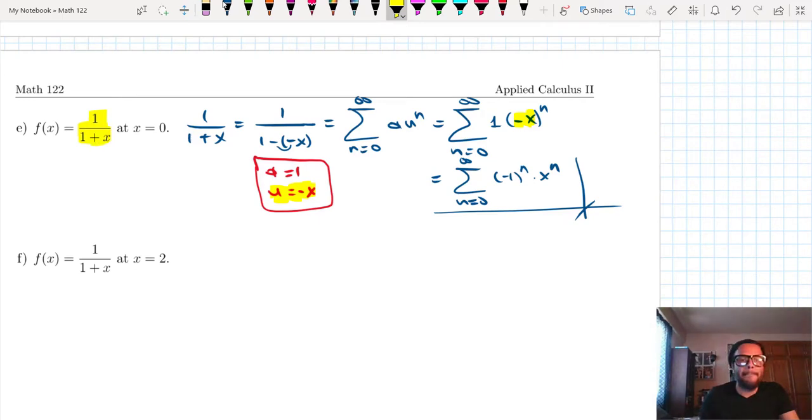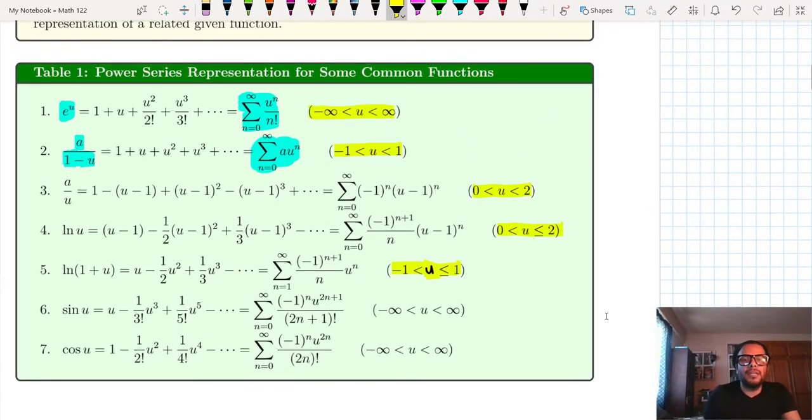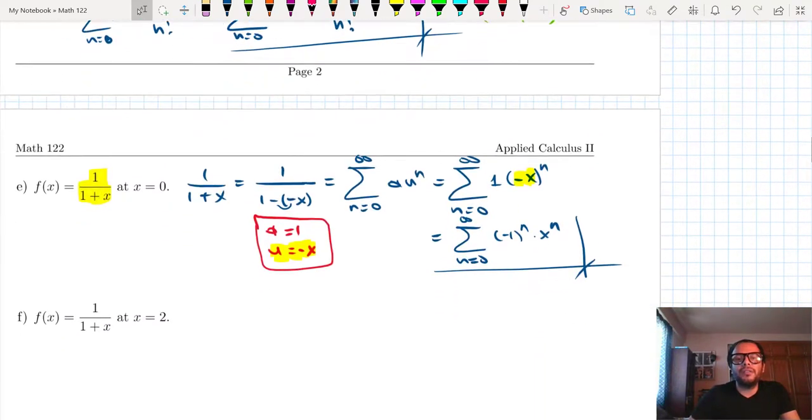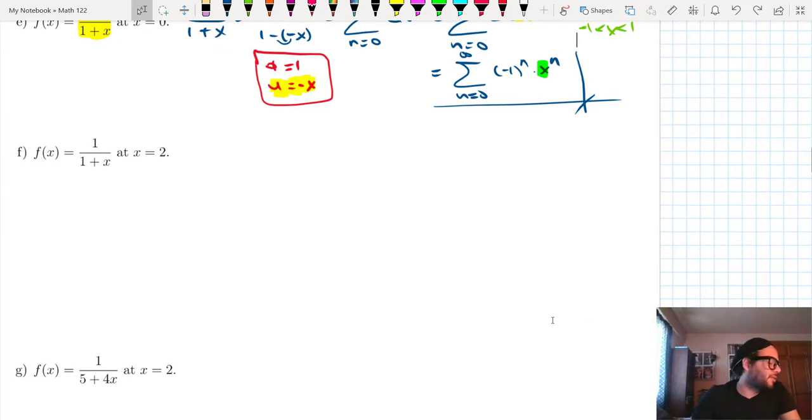1 plus x. Okay? And in this case, notice the interval of convergence goes from -1, u is between -1 and 1. But in this case, what is our final u, which I'm going to highlight all the way here, by the way? This will be x lying between -1 and 1. You'll see how this is going to change in future examples, like letter F, actually. All right, what about letter F?